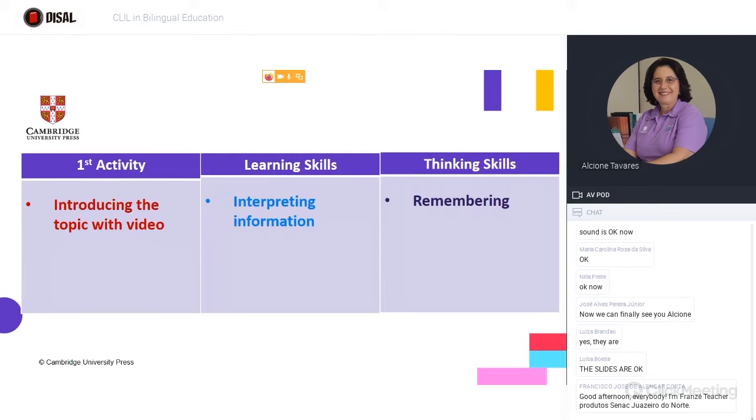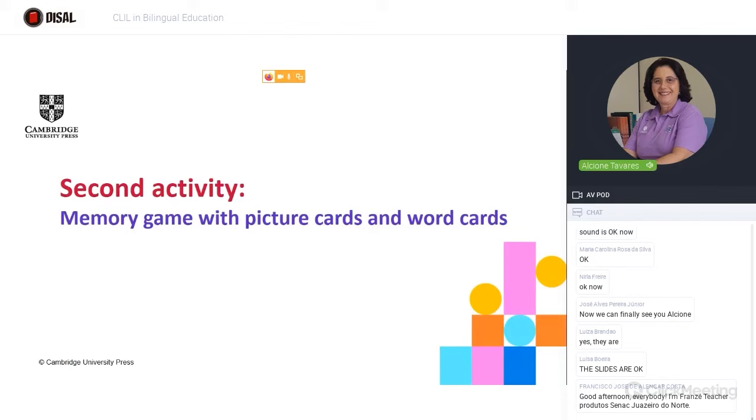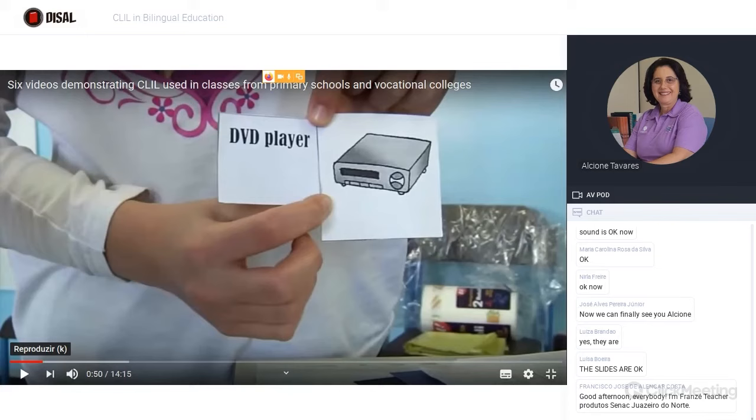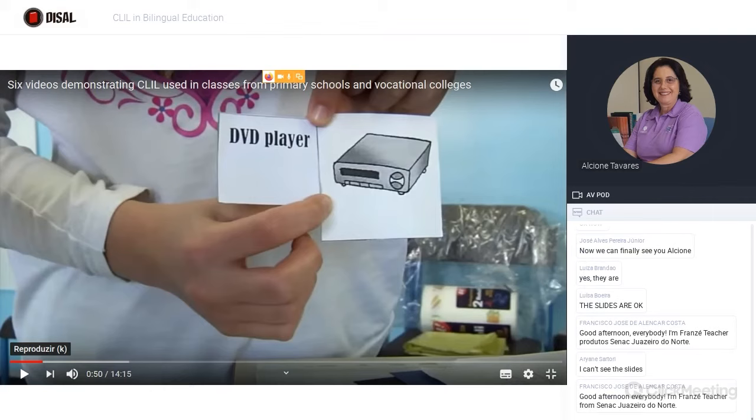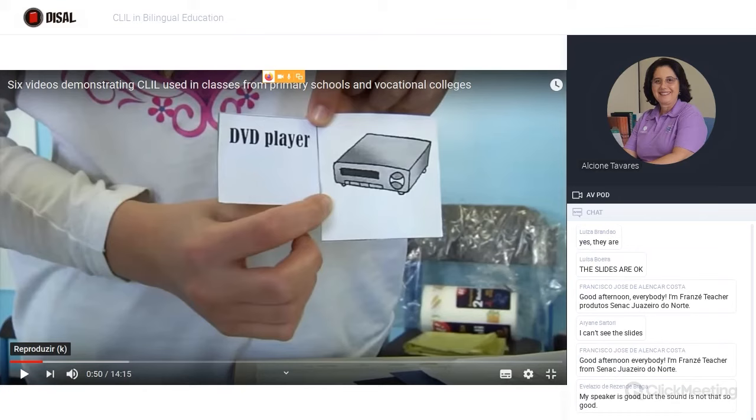Then she moves on to a second activity, to a memory game with picture cards and word cards. If she's using a memory game with learners, it means that she has already taught the vocabulary that they need to play the game. So we have to infer that it was already taught. And during the activity, they need to ask each other questions. Have you got a DVD player? Yes, I have. And if the other classmate has a DVD player, they have a match. Why does she call it a memory game? Because if I only have the picture, I have to remember how this device is called in English.